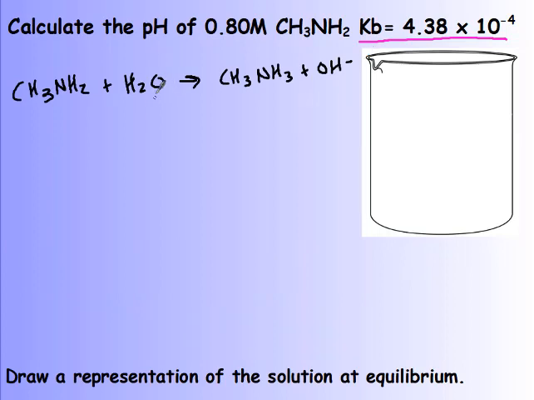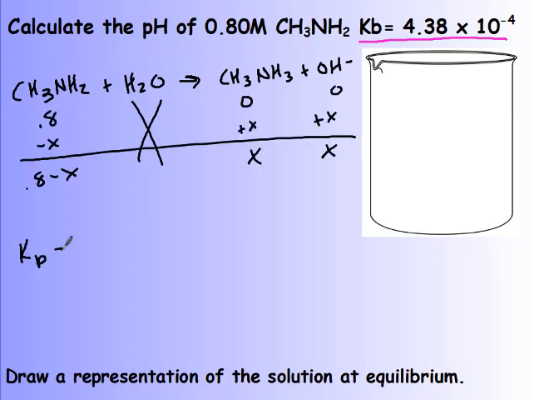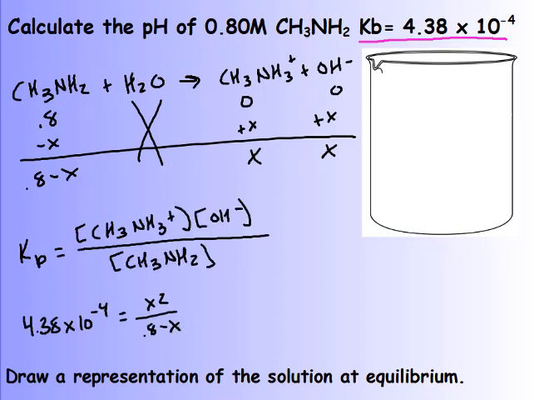Although we have to write water in our equation, we don't want it in our ice table so we don't accidentally mess it up when we plug it into our Kb expression. So then your Kb expression is still products over reactants. Just as before, we can ignore that minus X. So multiplying and then square rooting, my X in this case is going to be my OH concentration.